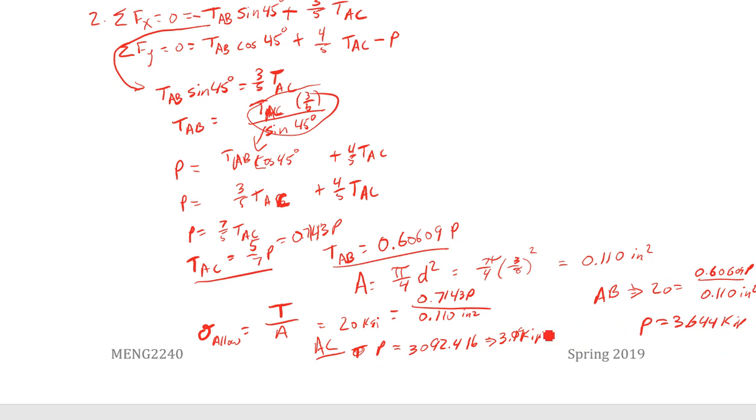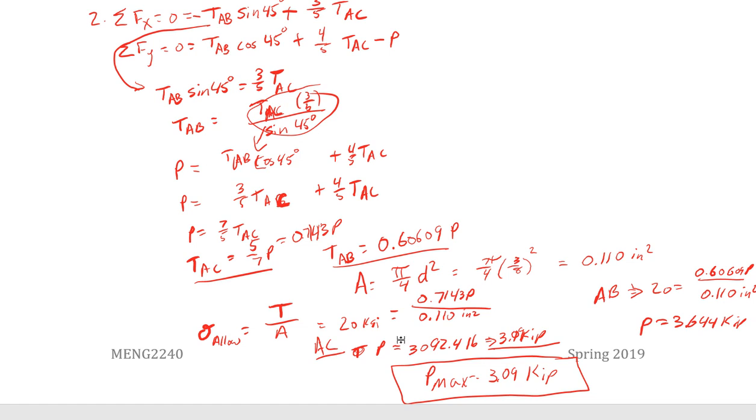We select the smaller one, otherwise we'll be overloading AC when we put this 3.6 kip load on. So the correct value for P max, 3.09 kip.